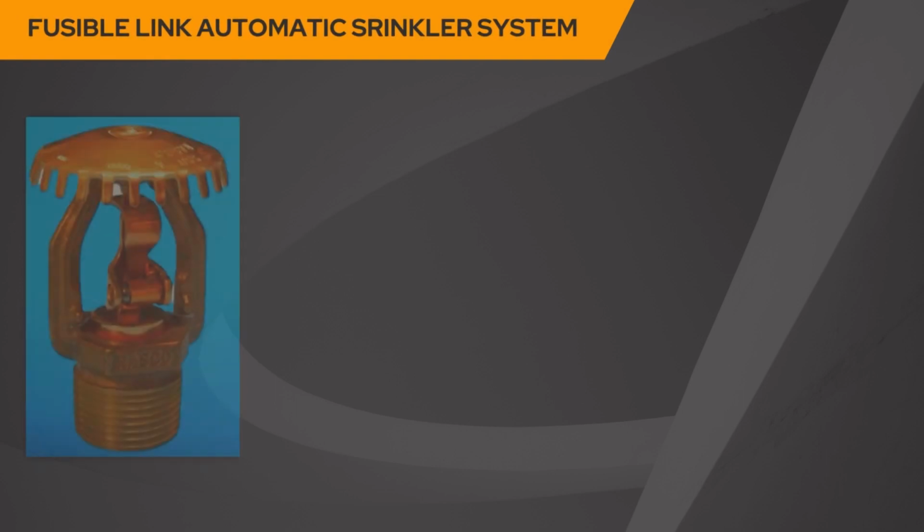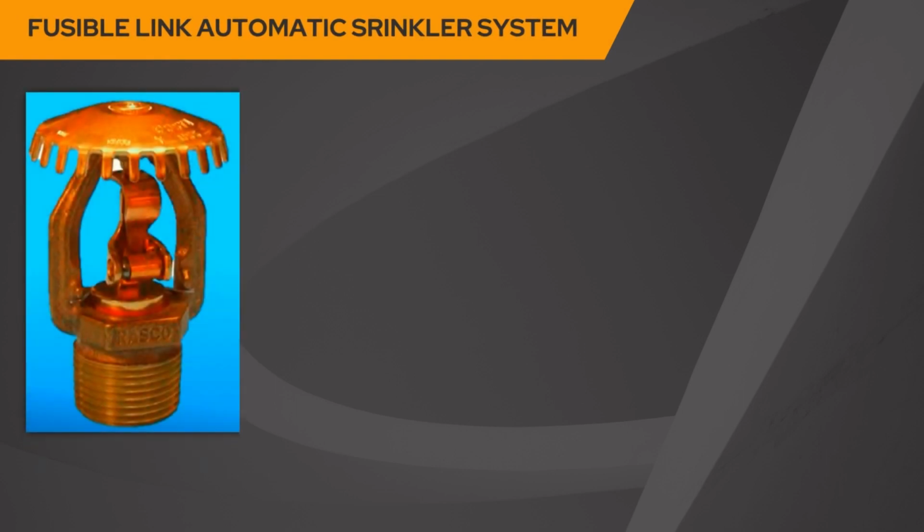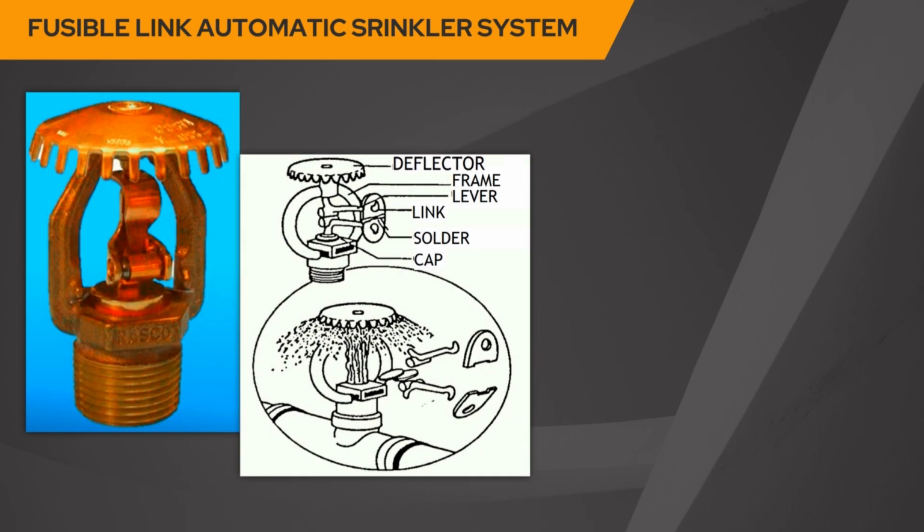This is one of the sprinkler heads given in the figure, which is orange in color. Naturally, it shall be rated at ultra high temperature, for ceilings of more than 300 degrees centigrade. It is a fusible link automatic sprinkler. Its main parts are the deflector, frame, lever, then the link. It is soldered, that is the solder material, and a cap will be there.